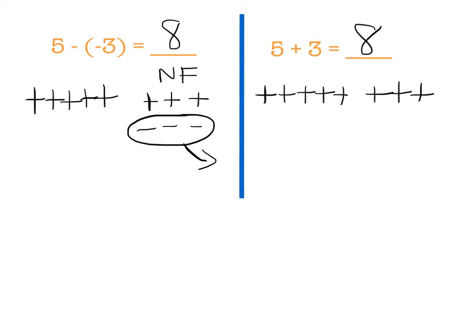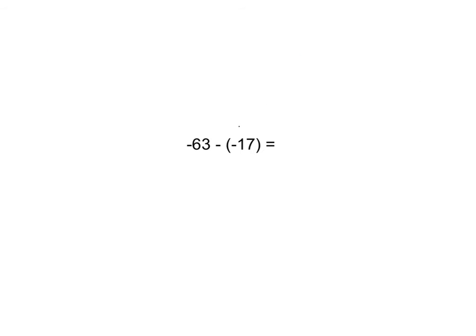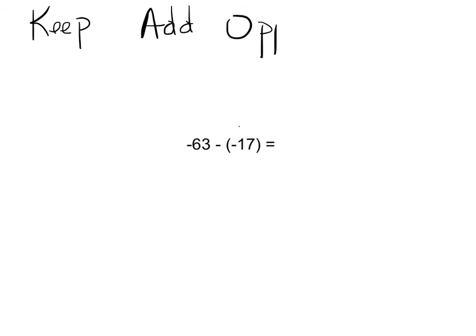What we talked about in class was recognizing that subtracting an integer is the same as adding its opposite. We'll look at an example of this next. If you look at the problem -63 minus -17, we're going to use something called keep, add, opposite. And basically, it's going to use the idea that subtracting an integer is the same as adding the opposite.